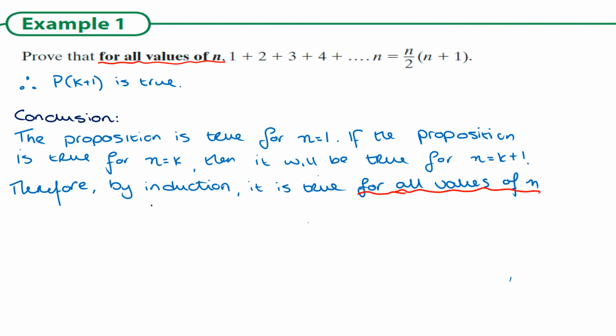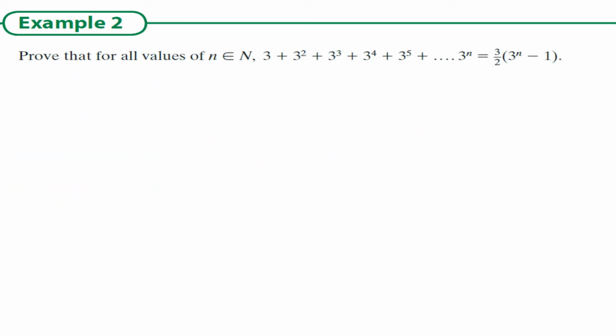Tomorrow we'll look at De Moivre with just that, and then we'll be looking even further into the divisibility and the inequalities. By the time you get to the inequality proofs, they're a bit more challenging, so really focus today on getting those steps. So the second example: prove that for all values of n, an element of the natural numbers, this statement is true. So let's set this up.